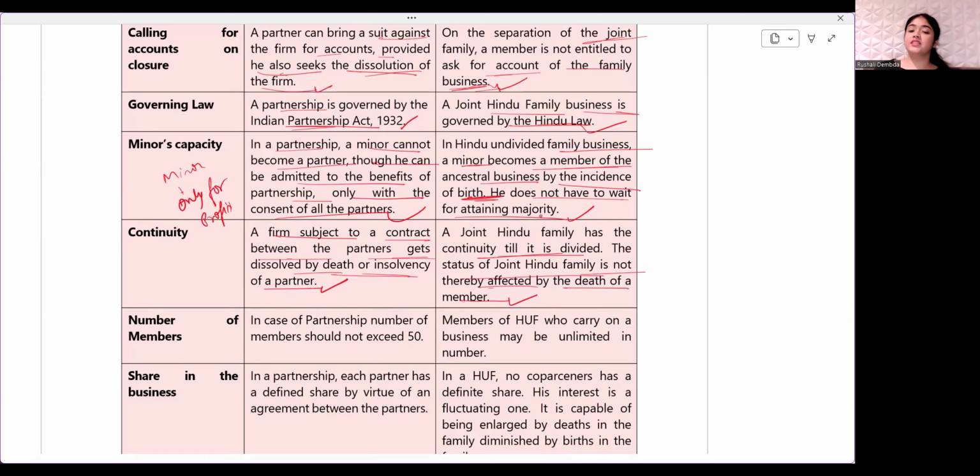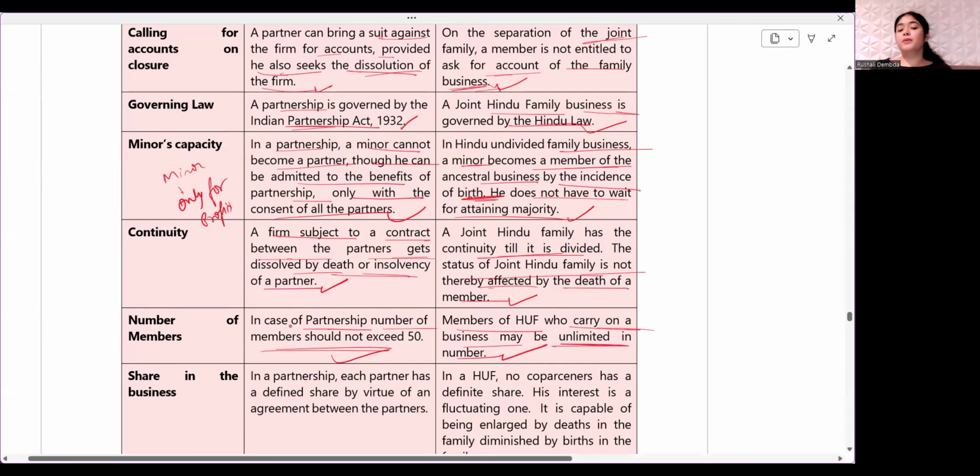And if the joint Hindu family members want separation, they want to get divided, at that time you can say the business will come to an end. Next, the number of members. In case of partnership, the number of members should not exceed 50. Members of an HUF who carry on a business may be an unlimited number. So a family of 50 can also become an HUF. A family of 700 can also become an HUF.